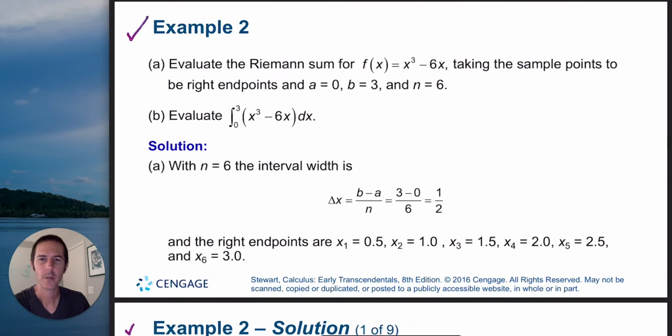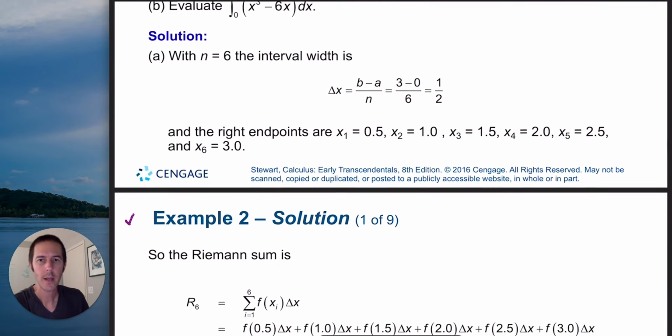And let's look at example 2. Evaluate the Riemann sum for this function, taking the sample points to be right endpoints. Sample points being right endpoints, we need that information. And your limits of integration, so to speak, are going to be from 0 to 3. And we're going to take that interval and cut it into 6 pieces. And then we'll go in and evaluate it using the actual integral.